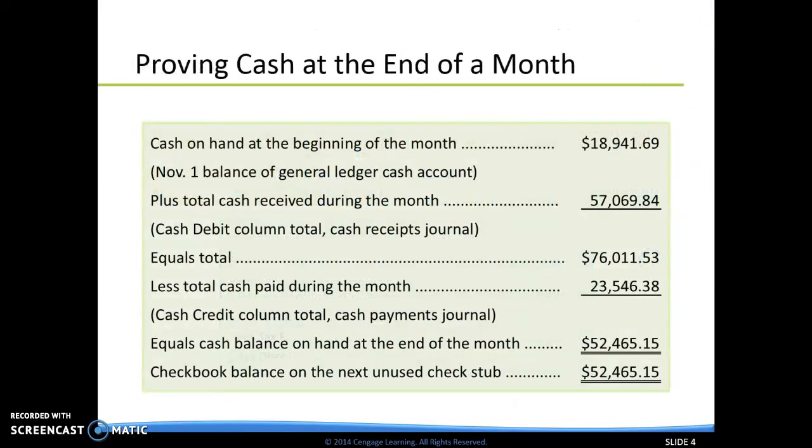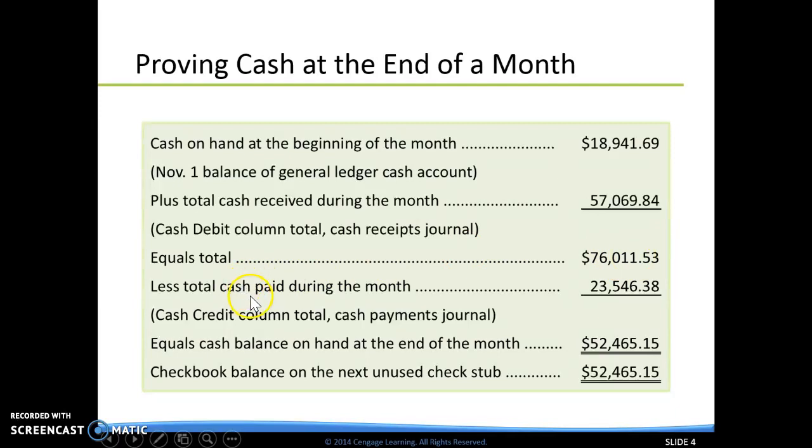Next, we're going to prove cash at the end of the month. So proving cash, this is the formula that we're going to use. First, we're going to look at the cash on hand at the beginning of the month. So they have that listed here. Then we're going to add to that the cash that we received during the month. Now, when we think of cash received, it's just going to be our cash debit total. So we would look at our cash receipts journal, and we would look at that cash debit column total, and that would be this number here. We add those two numbers together to get our total here.